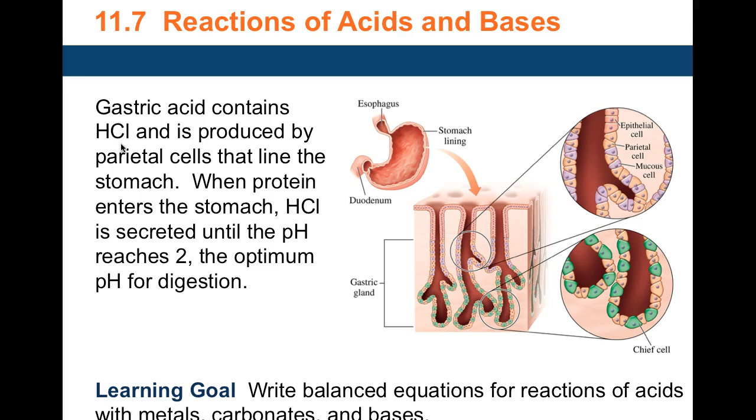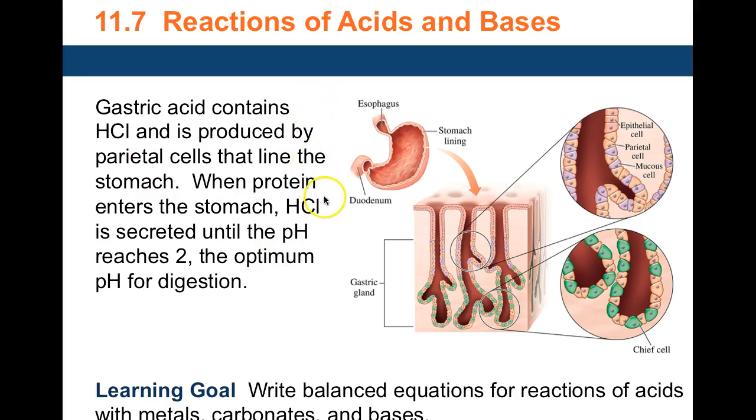But as the food travels down into the stomach, the protein digestion starts to commence. In the stomach lining you have these epithelial cells, the mucus cells, and the lining has glands, and in that lining the parietal cells secrete an enzyme called pepsin. The form it secretes is called pepsinogen, which is an inactive form.